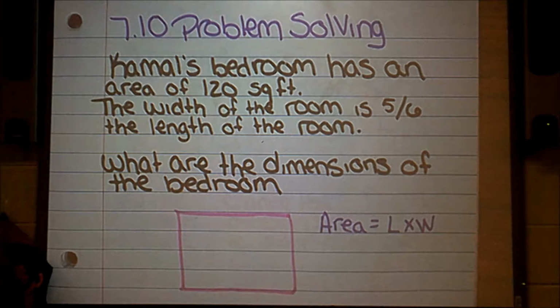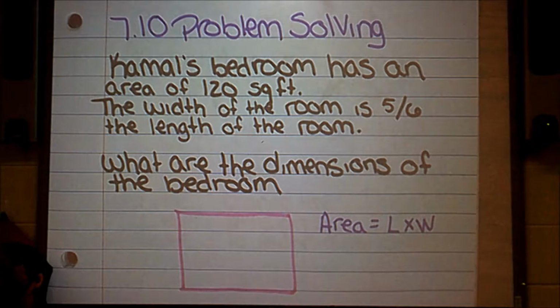Okay? So I'm going to read you this problem. It says, Kamal's bedroom has an area of 120 square feet. The width of the room is 5/6 the length of the room. Read it again. The width of the room is 5/6 the length of the room. What are the dimensions of the bedroom? And I have a little note off to the side there in case you didn't know. Area is length times width.